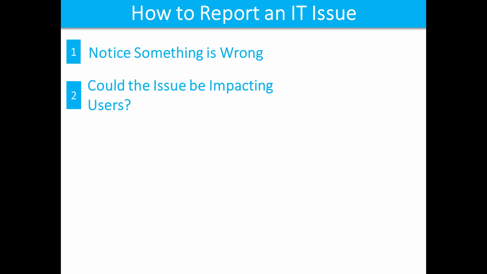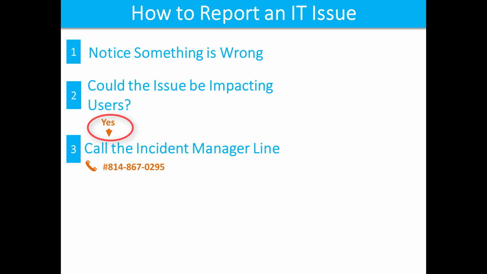Next, you should ask yourself whether the issue could be impacting any other Penn State users, in which case you will need to inform the incident manager. For example, if others around you are also having trouble logging into web access, it's likely that it is not an isolated issue, and you should call the incident manager. If a server has gone down, you may know that it was running a service that is used by faculty in some part of the university, and you should call the incident manager.